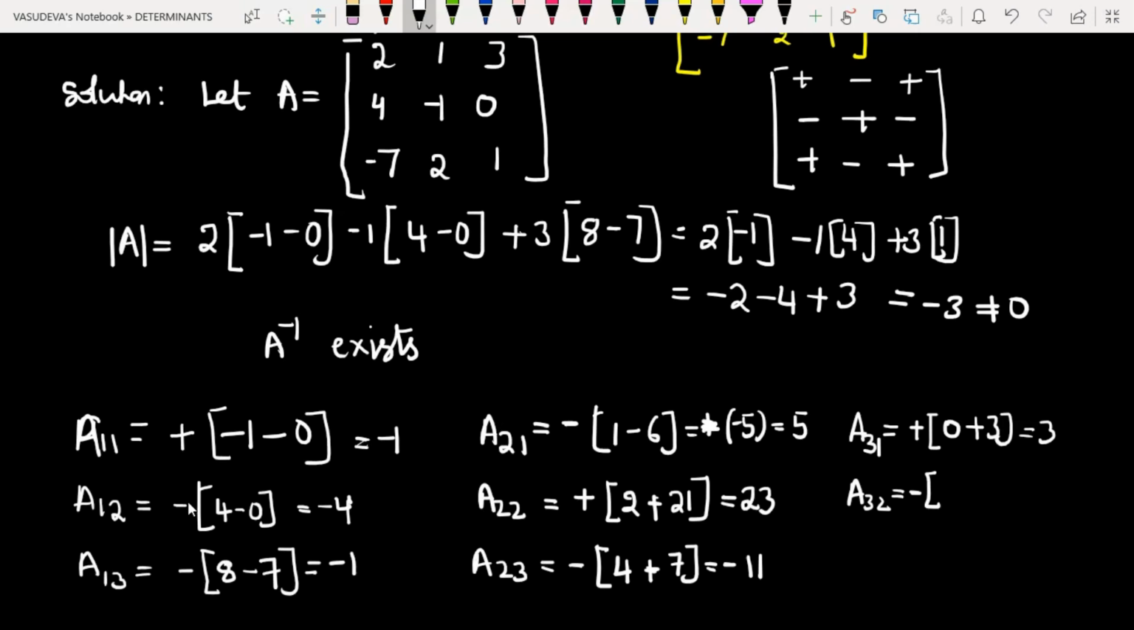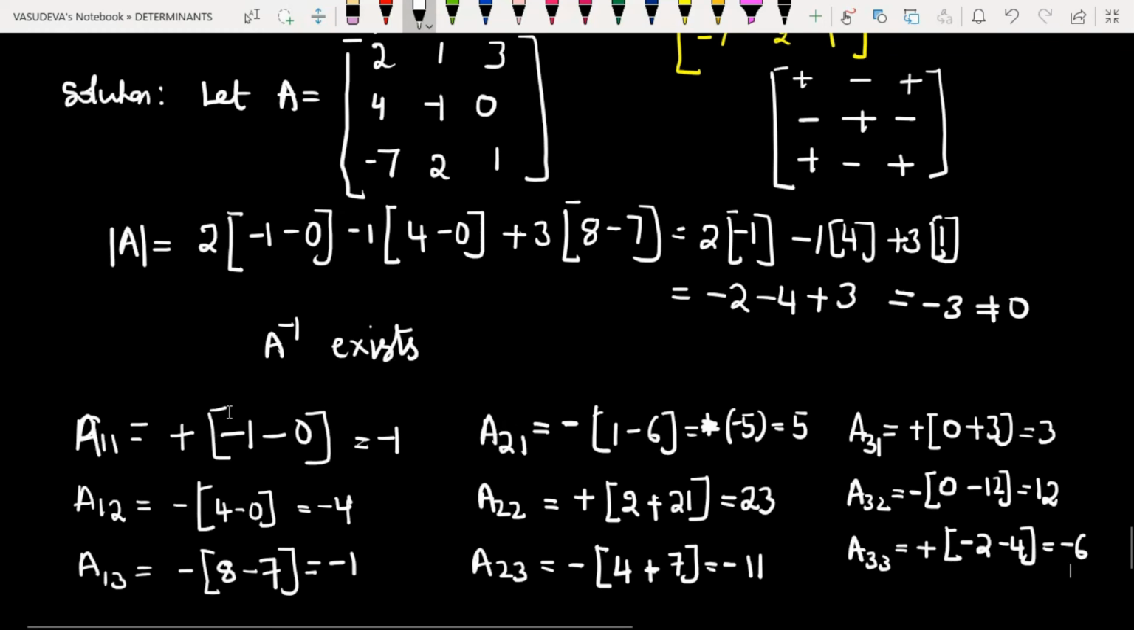Then A32 is minus of the cofactor of the element 2 in the third row. Leaving the elements of the third row and the second column, we have the remaining elements 2 into 0, 0 minus 4 into 3, 12. So that is minus of minus 12, plus 12. And A33 is plus, the element lies in the third row and the third column, that is the cofactor of the element 1. So the determinant of the remaining elements 2, 1, 4, minus 1, that is minus 2 minus 4. So it is minus 6.